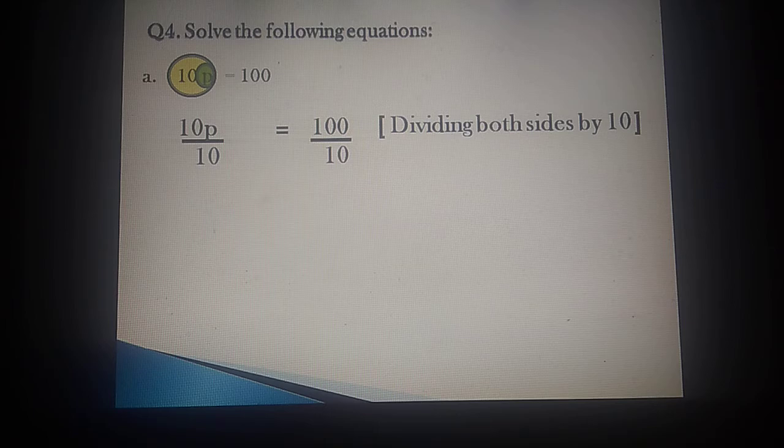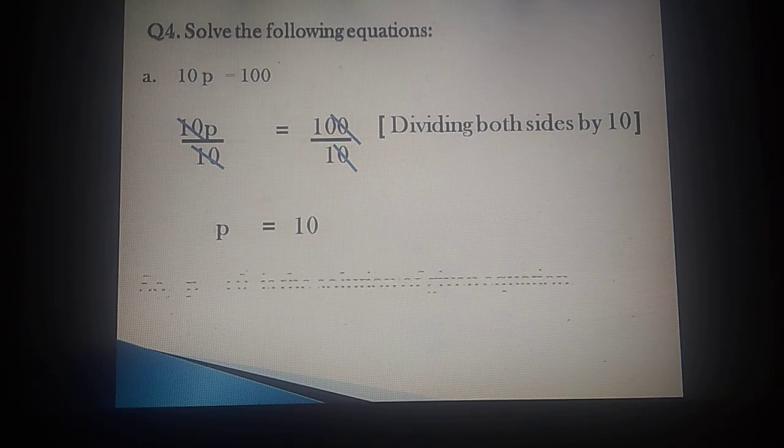Doing the same thing on both sides. Now solve LHS first. Same number in numerator and denominator. Cancel it. Left with p. Now solving the RHS, you will get 10. Only one variable, that is p, is left. So this will be your answer.